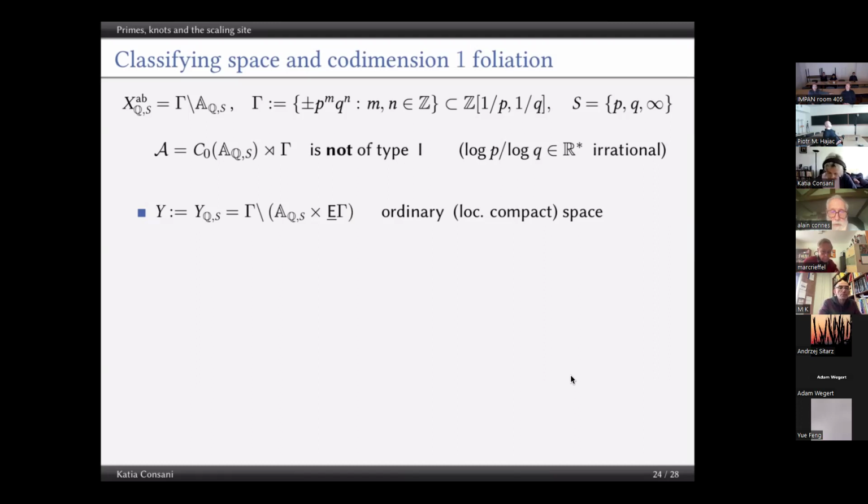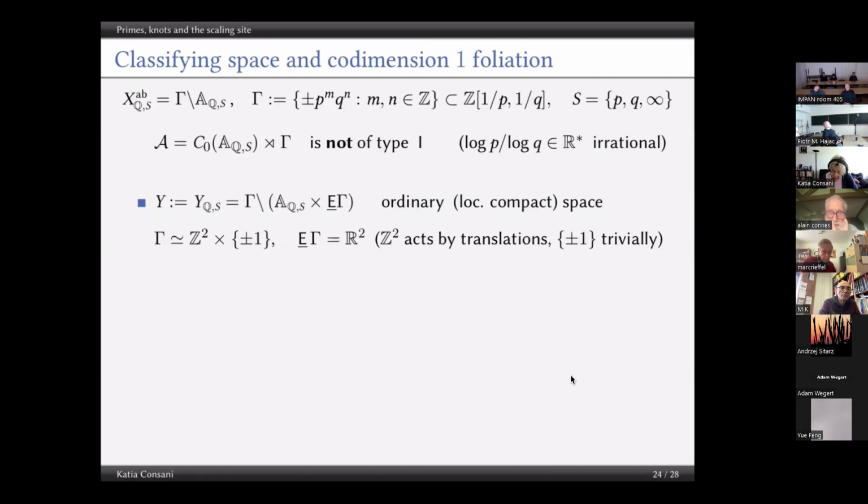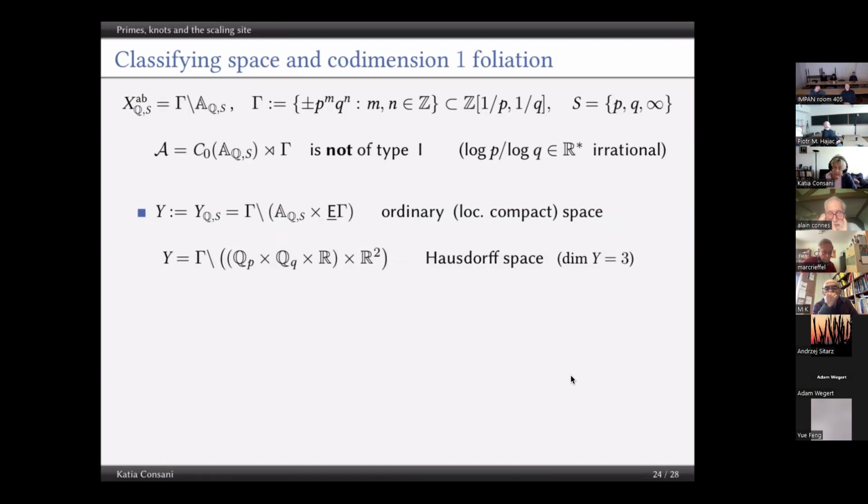So in any case, when we pass to the universal space, in fact, we lose the non-commutative interpretation of this semi-local scaling site, and we get an ordinary, in fact, locally compact space. And this is the space we handle with gamma being of this type. So the cover in a way is R2 in this case, and gamma acts on it in terms of action by translation of Z2 and trivially by plus or minus 1. So we lose the non-commutative aspects, as I said, completely.